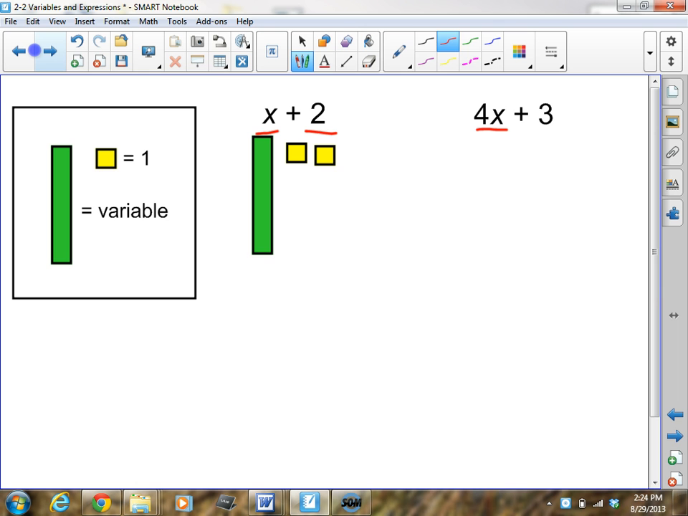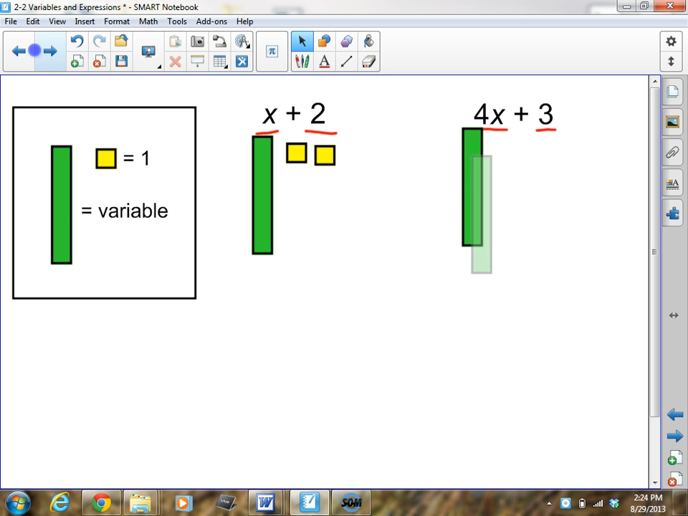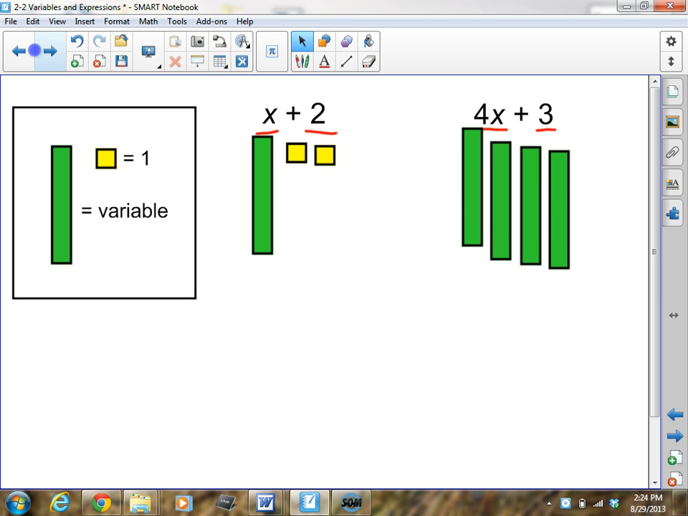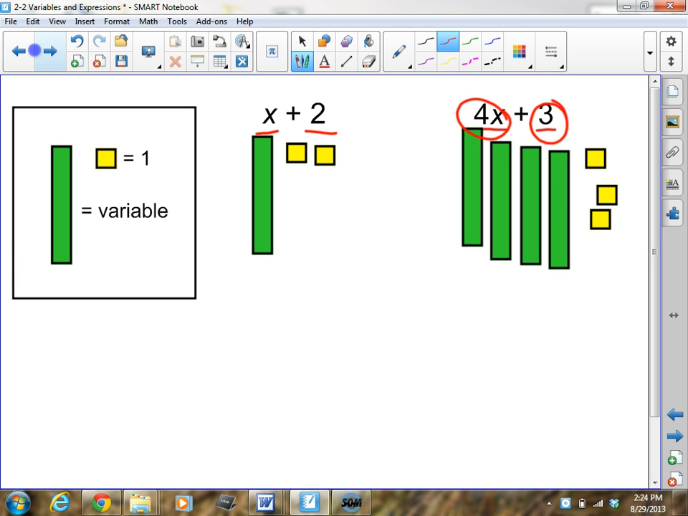Finally, 4 variables, so 4 times x plus 3. So I'm going to go 1, 2, 3, 4, and then plus 3: 1, 2, 3. So you see, I simply look at the number right there. This tells me how many variables, and that tells me how many ones. 4x, 4 times the variable, plus 3 ones. All right, so that is the first part.